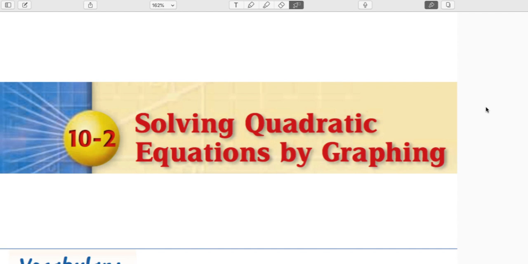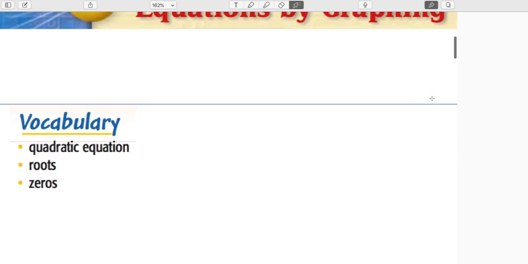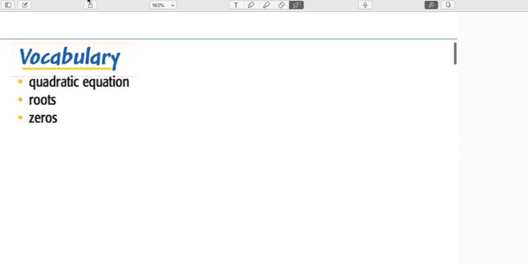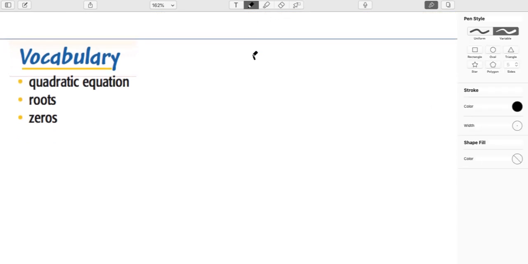Hey, Algebra 1, we are going to be solving quadratic equations by graphing. Now, I'll be honest with you, I do not find this the most elegant way to solve things, but this is a good practice for us to remember what a quadratic equation is, and how we solve it.